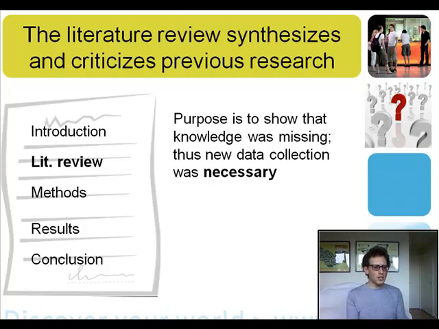So the author always goes back and looks at what we know about a particular topic and says, look, we know something, but we need to know something more. And so I have to go out and collect questionnaires from tourists or whatever so that we learn something new because, again, this is an important topic and we know something, but it's not enough.